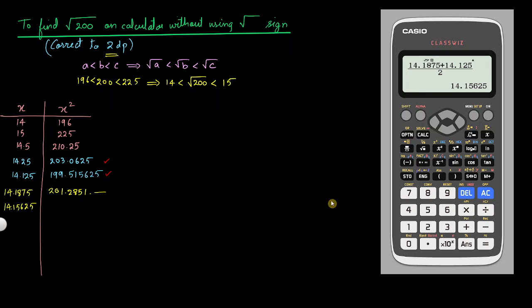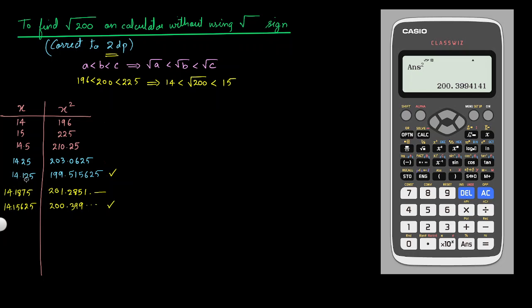14.15625 and square of this gives me 200.399 something. Again, we can see that this is higher than 200, and the next value which we got was this. So it is still lying between these two. Now both these values, if I try to round off to the second decimal place, I'm not getting the same value. I know the upper limit is this, the lower limit is this. So the root can be anywhere between these two, but both the digits are not rounding up to the same value.